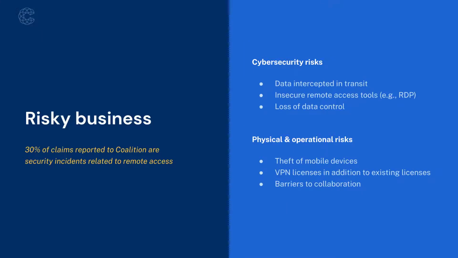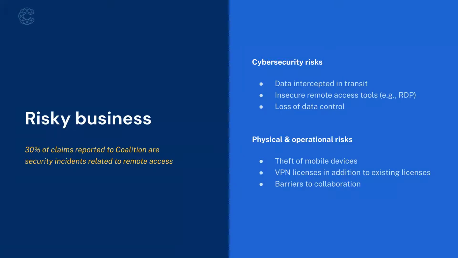Two big categories of risks that we'll be addressing today: cybersecurity and some physical and operational risks related to remote work. On the cybersecurity side, because we have remote access, we don't have everyone in the same building on the same network, we have to send data back and forth. There's a possibility for that data to be intercepted, lost, modified maliciously in transit.